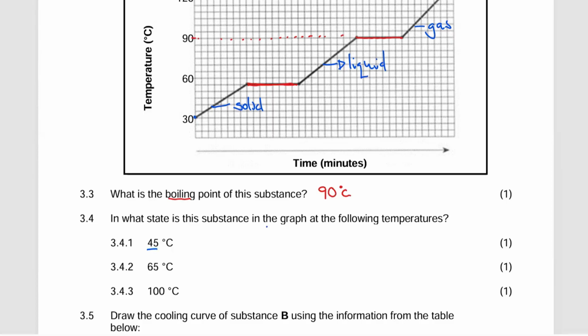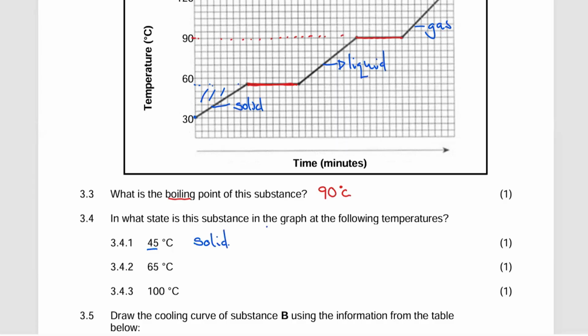So our temperature there, as you can see, is below 60 and above 30. So this portion here represents our solid. Therefore, this substance at 45 degrees is a solid.